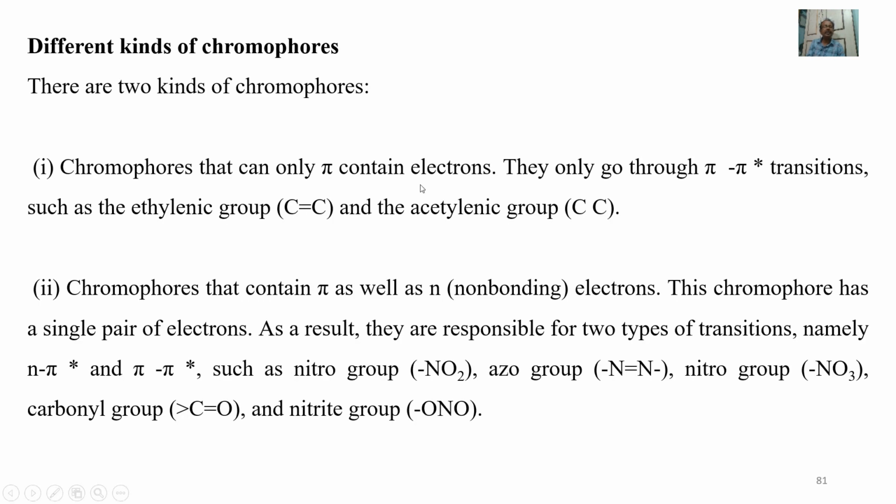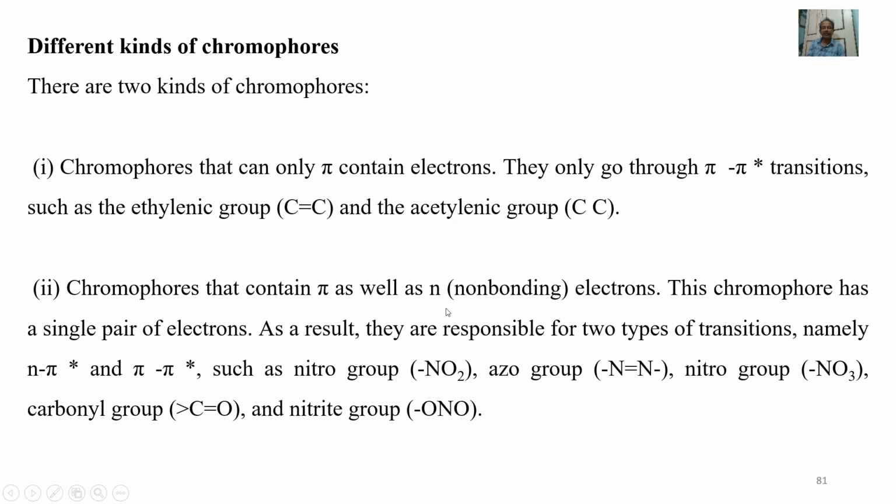Different kinds of chromophores. There are two kinds of chromophores. One, the chromophores that have pi electrons. They only go through pi to pi star transitions, such as the ethylenic group C double bond C and the acetylenic group C triple bond C.